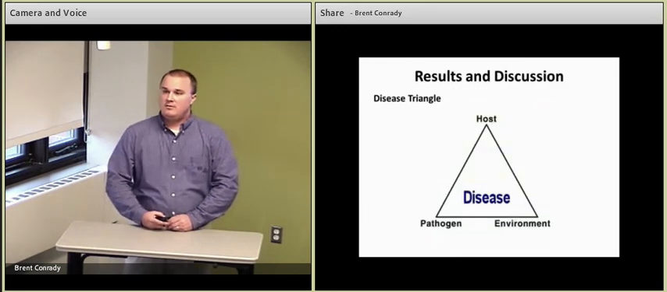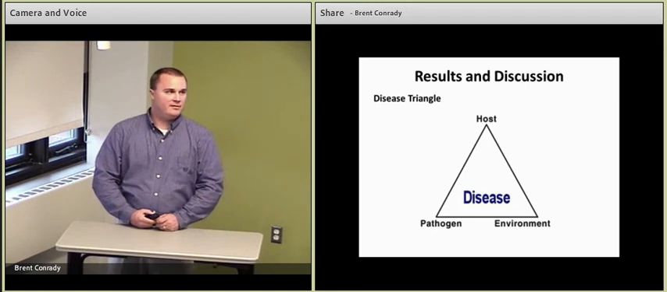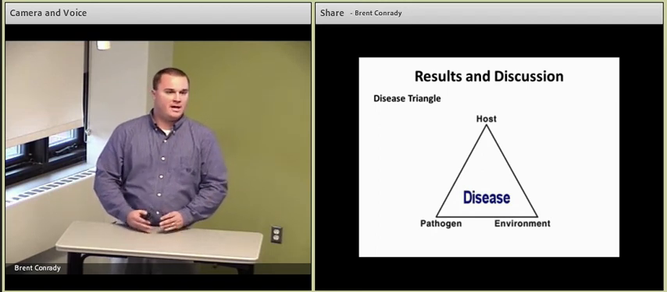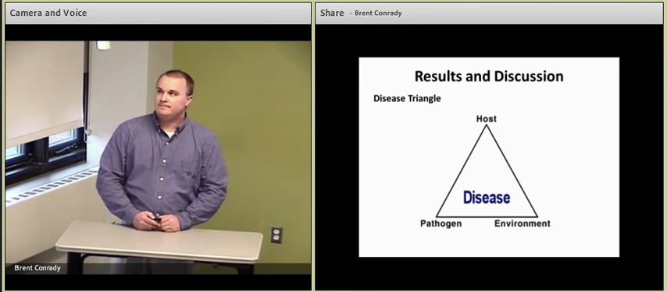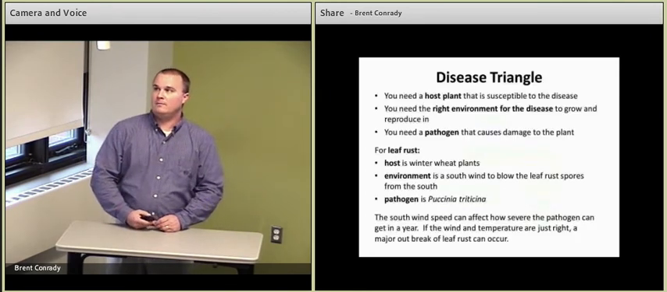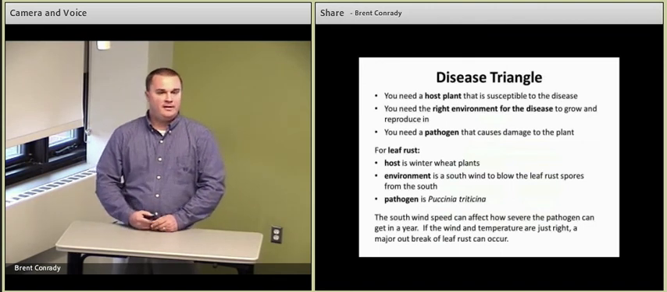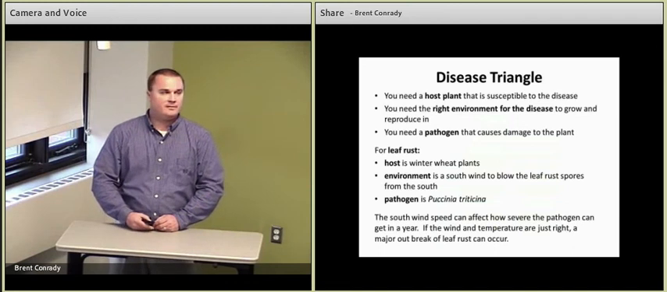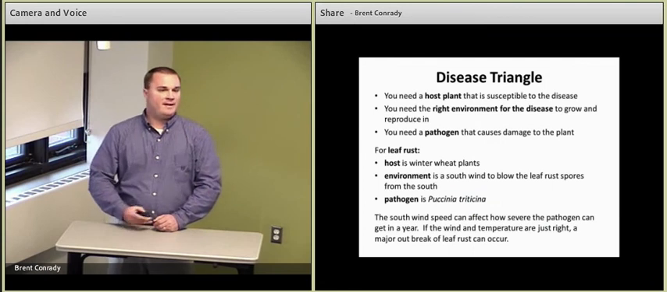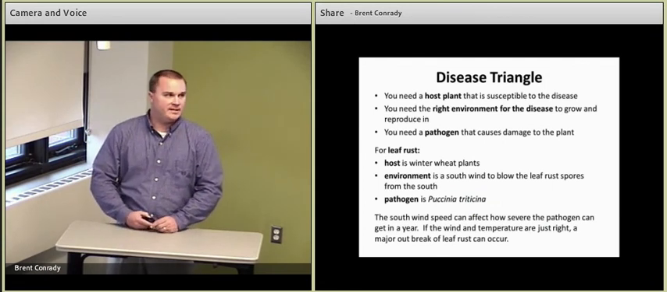This is the disease cycle. To have a true disease, you have to have the host, the right environment, and the right pathogen at the right time. If you have all three of those, you have a true disease. For winter wheat, you have to have a line susceptible to the disease, the right environment to grow the disease, which in this case is leaf rust or powdery mildew, and then the right pathogen that can mutate and grow into the disease.